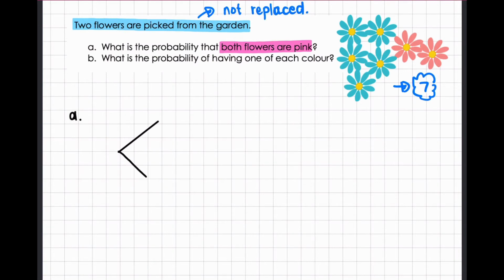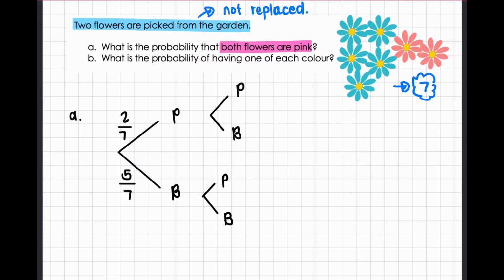If we were to draw our tree diagram, we know that we have 2 options over here because we have 2 different colored flowers. We have a pink flower and we have a blue flower. So we'd have our first pick and then we'd have our second pick. Now on our second pick, we would be able to pick a pink flower or a blue flower, a pink flower or a blue flower. Now, if I were to write out my fractions, I know that on my first choice I have 7 flowers because there's 7 flowers in total. Of those 7 flowers, 2 of them are pink and 5 of them are blue. So I have a 2 out of 7 chance of picking a pink flower, and 5 out of 7 chance of picking a blue flower.